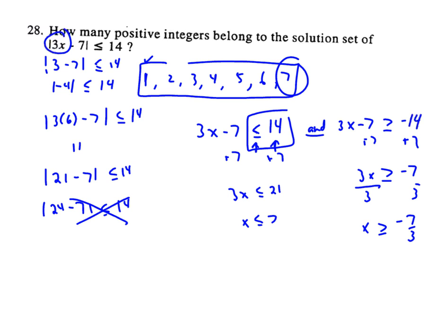So that means we're looking for all of the x values that are greater than or equal to negative 7/3 and less than or equal to 7, which turn out to be 1, 2, 3, 4, 5, 6, 7. Once you find these two inequalities, it's very easy on a number line to see what the correct answer is going to be.